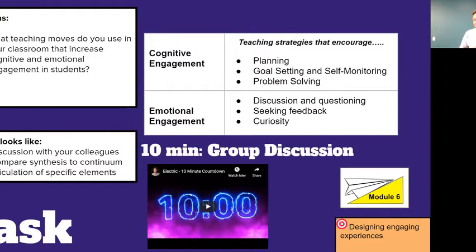How do you get them to seek feedback? And how do you really get them to show that curiosity? How do you up cognitive engagement? We're gonna give you 10 minutes to discuss some real concrete strategies that you use to share with other colleagues to onboard those things, and really think about what kind of teaching moves do you use in your classrooms that increase cognitive and emotional engagement in students. You have 10 minutes. Here we go.